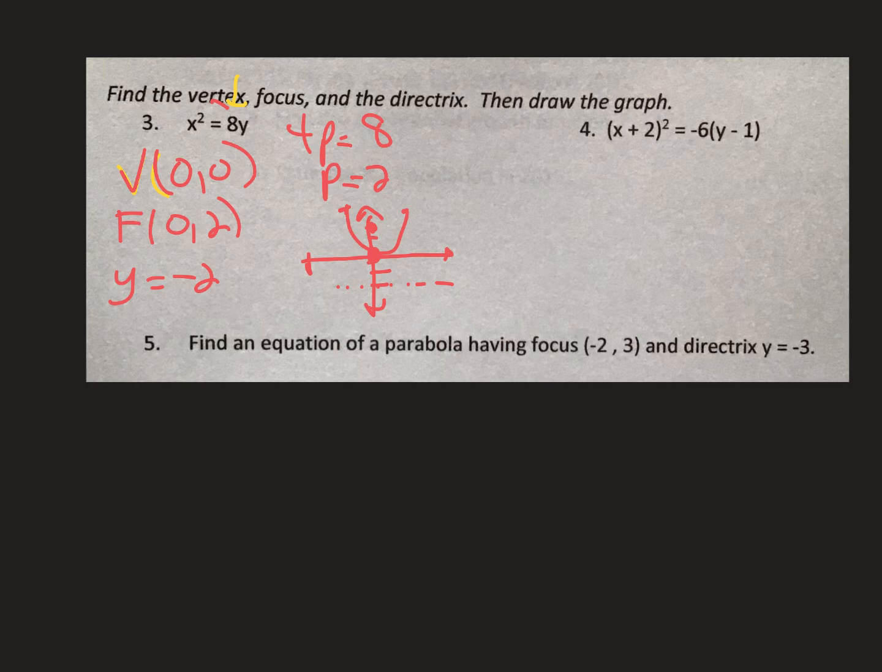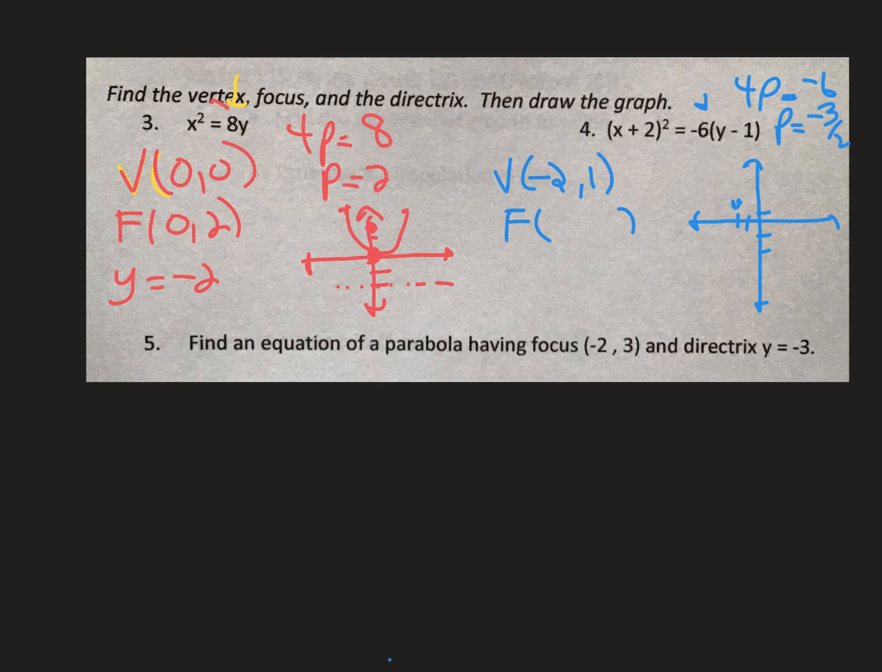The second one, number 4 here, same deal. The vertex is the opposite of what's inside your parentheses, negative 2, 1. Focus I've got to figure out. Directrix I've got to figure out. I'm going to do a little graph first because that's going to help me the most. My vertex is negative 2, 1, which is here. Because the 6 is with the y, it's going to open up and down. And because it's negative, it's going to go down. Now also 4p equals negative 6. If I divide by the 4, the p is negative 3 halves, or negative 1.5.